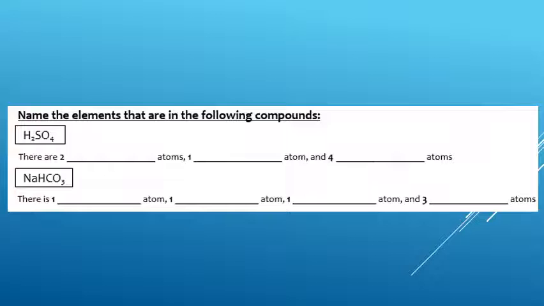Okie dokie, so here is the first question. We had to name the elements in these compounds. And so our first one here, H2SO4. So we have 2, remember subscript goes with the element in front of it, H's, and H is hydrogen. So we have 2 hydrogen atoms.